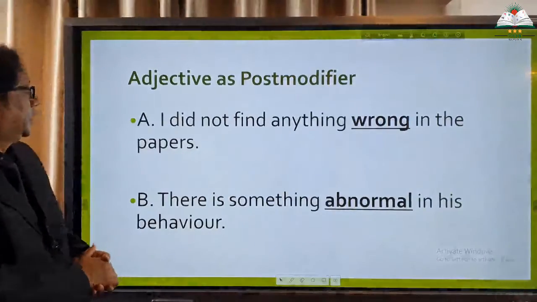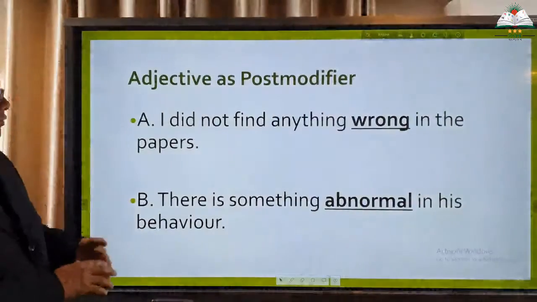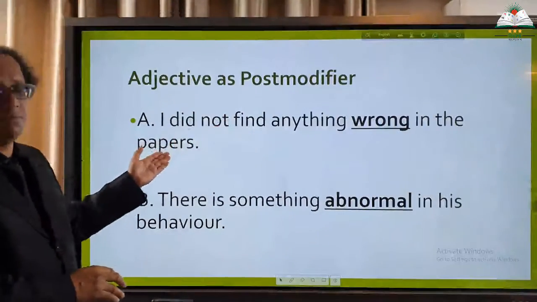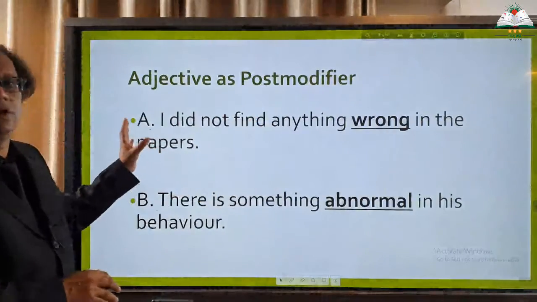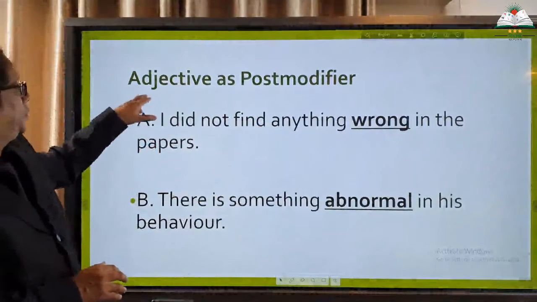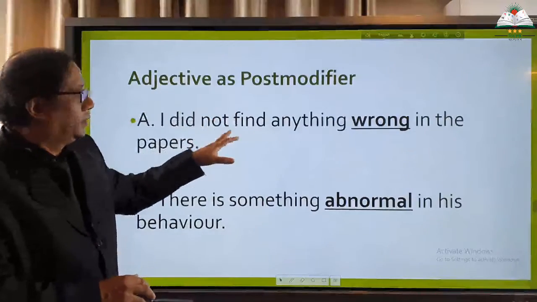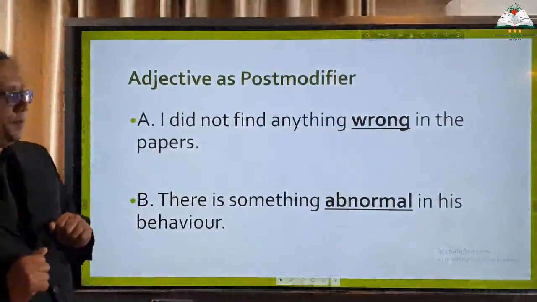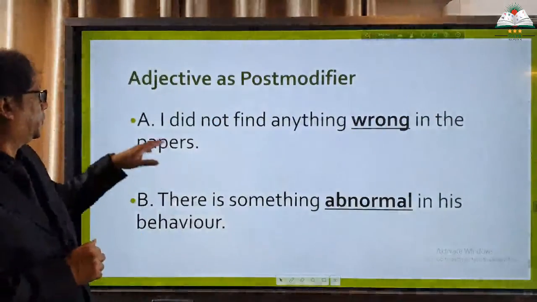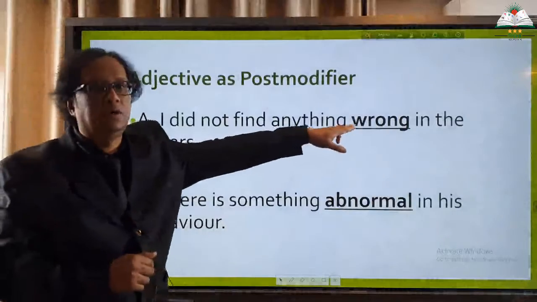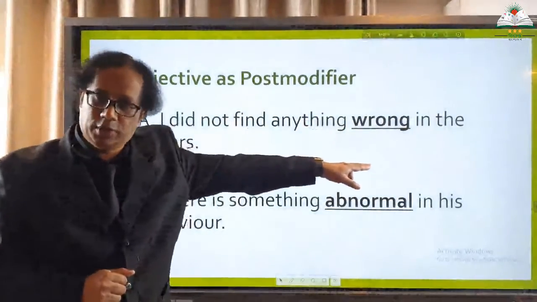Adjective. I did not find anything wrong in the paper. This is the whole thing. Now, we should use one adjective to post modify the noun. So, the noun is paper, and we can use the word wrong. So, I did not find anything wrong in the paper. Wrong is an adjective, okay?